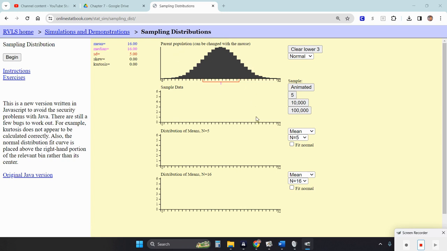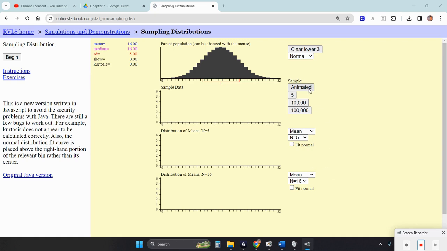And what I'm going to do is create 2 sampling distributions. One of them is going to be based on samples of size 5, and the other one's going to be based on samples of size 16, so that you can see some of those things that we've already discussed at the beginning of the chapter about what happens to the shape, the center, and the spread of the sampling distribution when our sample size gets bigger.